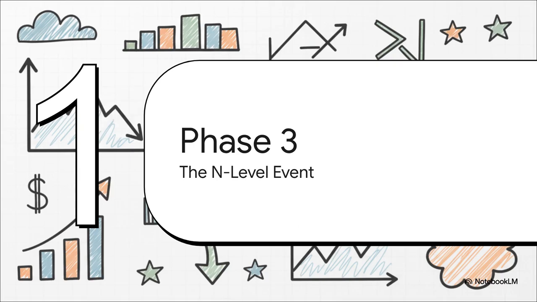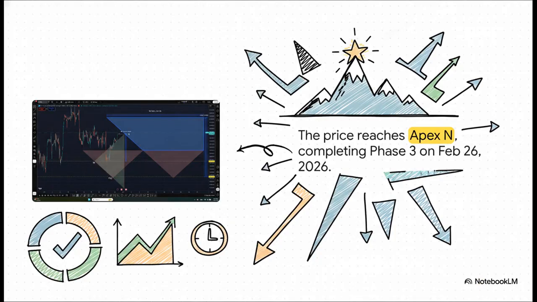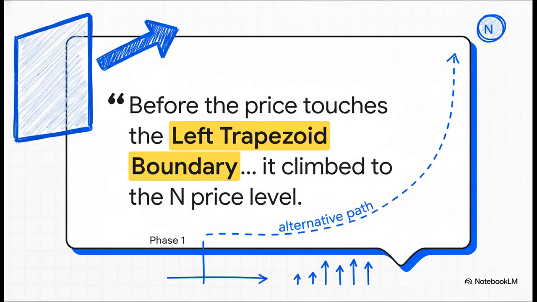The market's movement triggered the next step in the cycle, which was Phase 3, the N-level event. And there it is. On February 26th, the price reached 49,629. If you remember, that's the apex N level, our predefined target 2. According to the system's rules, hitting this specific target means Phase 3 of the cycle is now complete. The source documentation gives us a really clear description of what happened. It says, before the price touches the left trapezoid boundary, it climbed to the N price level.